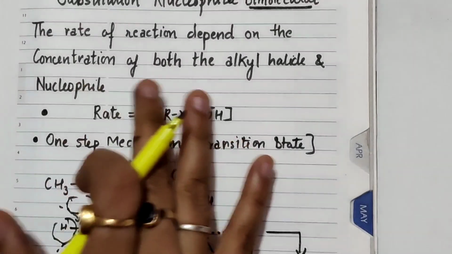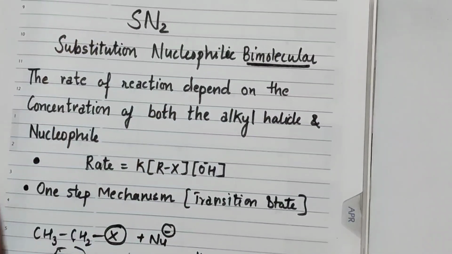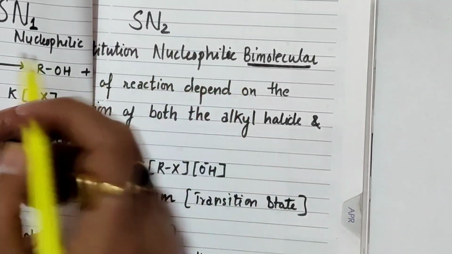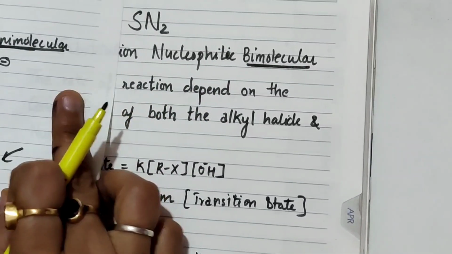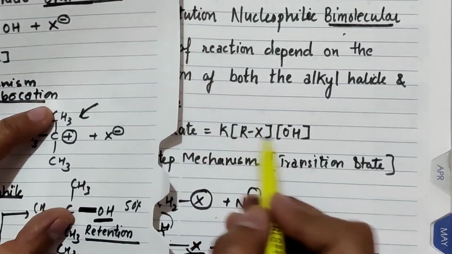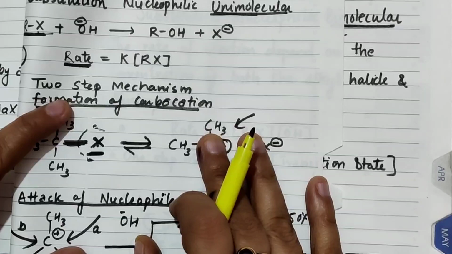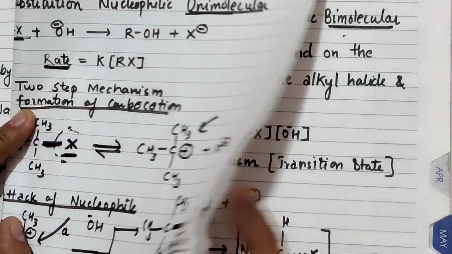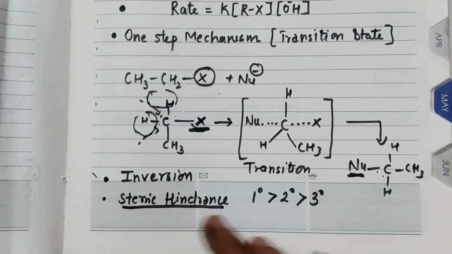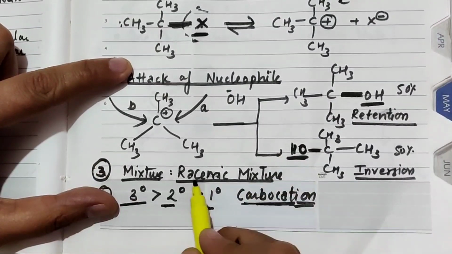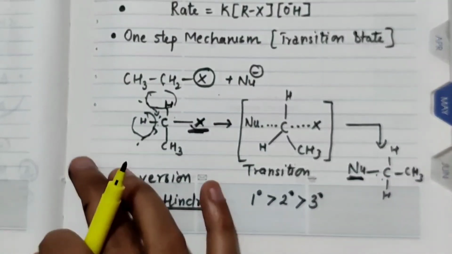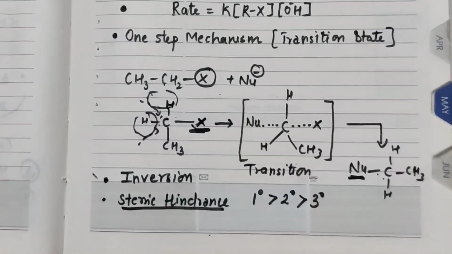Now what type of questions are framed from this topic? The first typical question is just to differentiate between the two, that is SN1 and SN2. It is unimolecular and this one is bimolecular. In this case, the rate depends upon one molecule. Here the rate depends upon two molecules. It is a two-step mechanism. It is a one-step mechanism. Then it is controlled by the carbocation. It is controlled by steric hindrance. In the product we get a racemic mixture, that is retention as well as inversion takes place, whereas in this case only one type of product is there where inversion takes place.